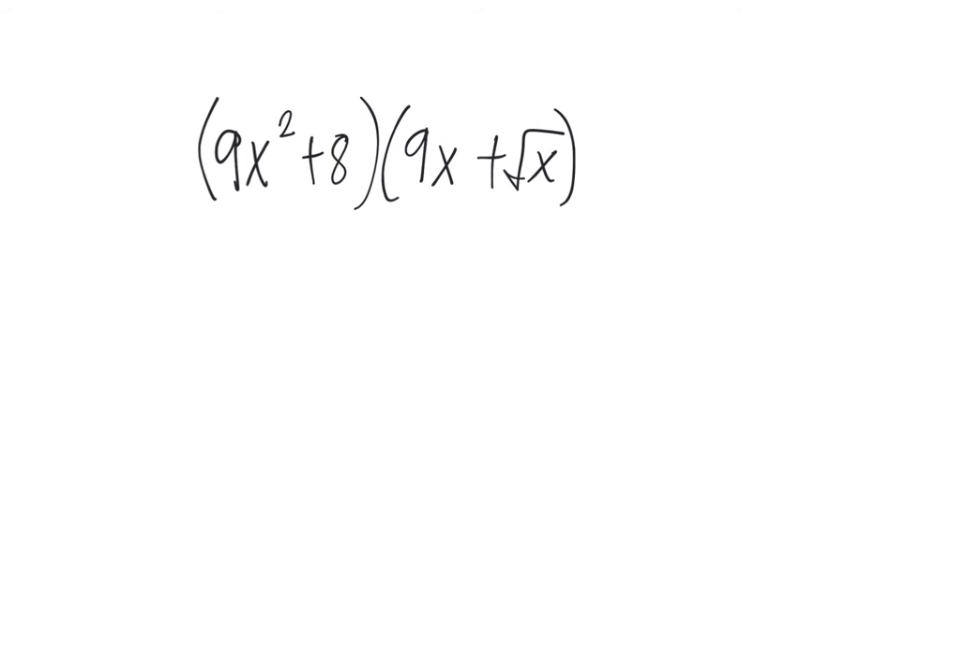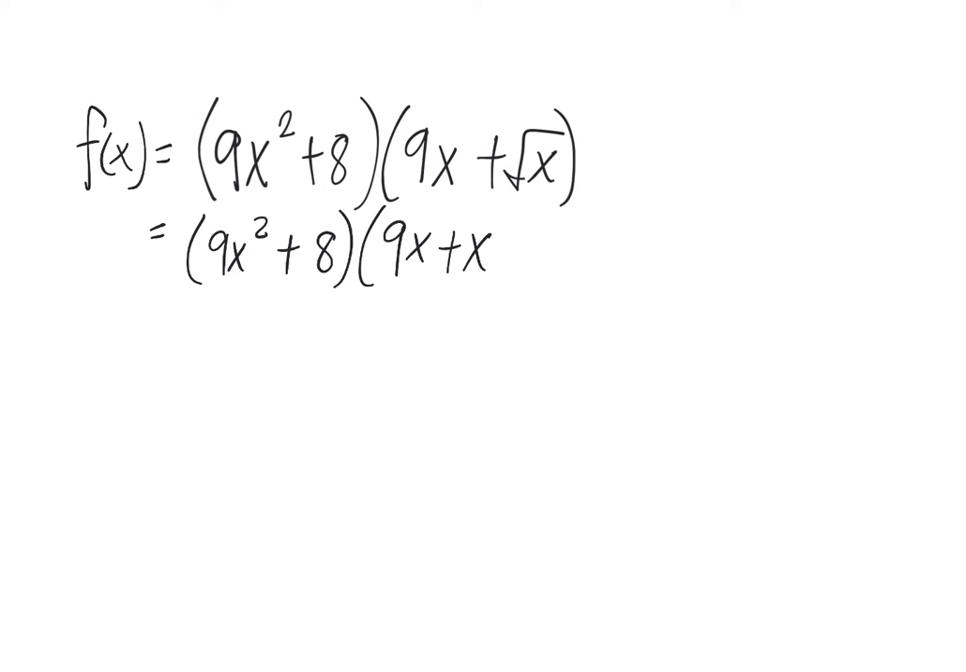Okay, so we're wanting to differentiate this function, 9x squared plus 8 times 9x plus the square root of x. I usually just go ahead and rewrite the square root as x to the 1/2. And now I have to realize I'm using the product rule, and I always write the rule down, and I just kind of scratchily write it as first derivative of the second plus second derivative of the first.